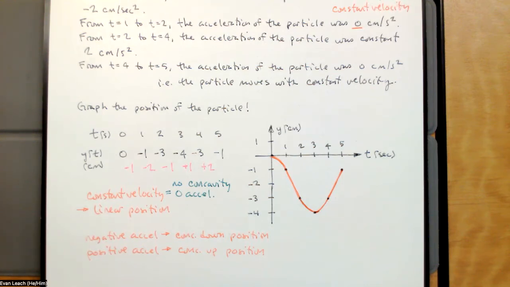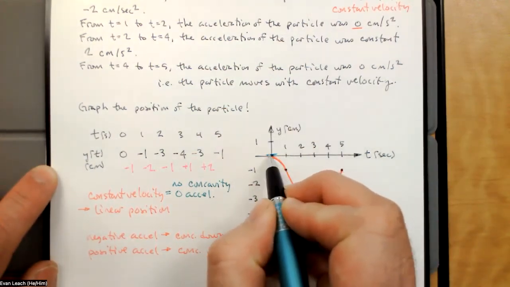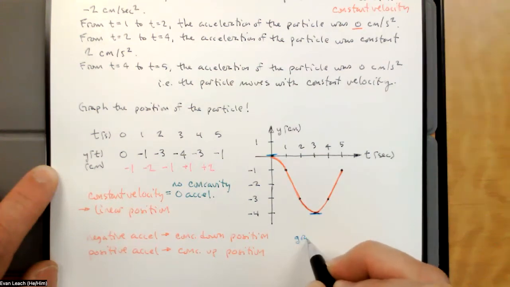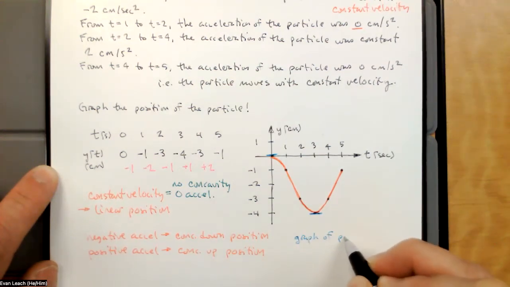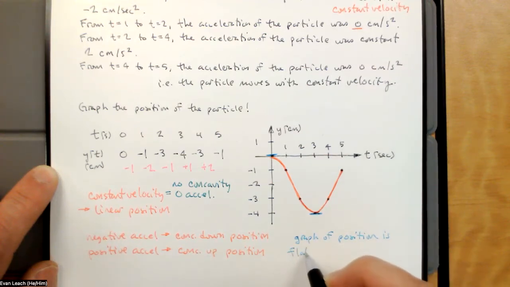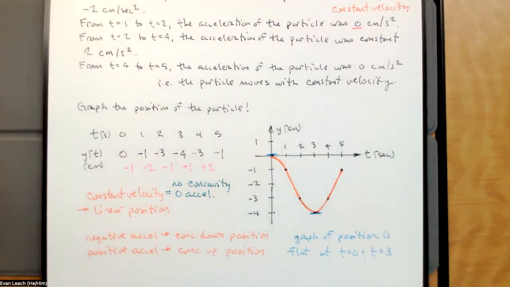So far as details go, notice that the graph that I drew is flat at 0 and at 3. The graph of the position is flat at t equals 0 and t equals 3. This makes sense because the velocity was equal to 0 at those 2 points.